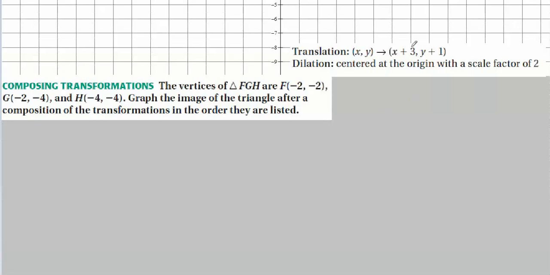x plus 3 and y plus 1. So, do it in the same order which they specified. So f becomes minus 2 plus 3, which is 1. Minus 2 plus 1, that's minus 1. What about g? Where does that go? Minus 2 plus 3, well, that's 1 again. Minus 4 plus 1, well, that's minus 3.